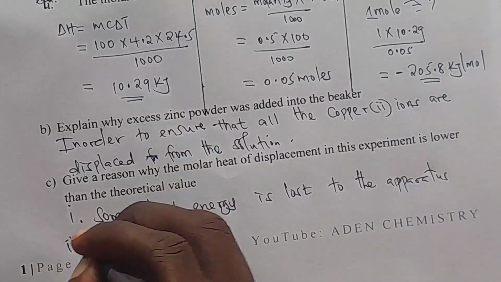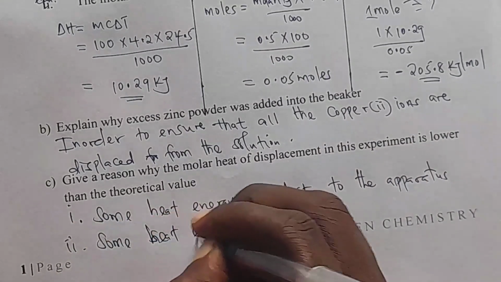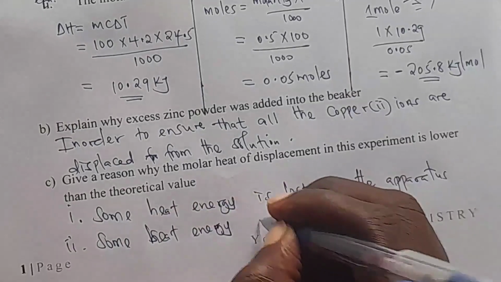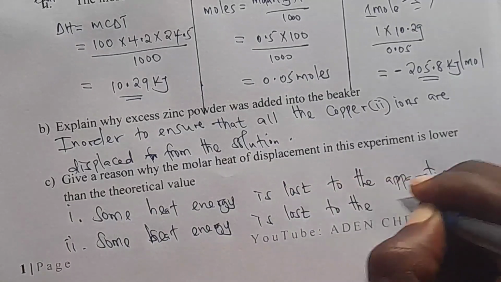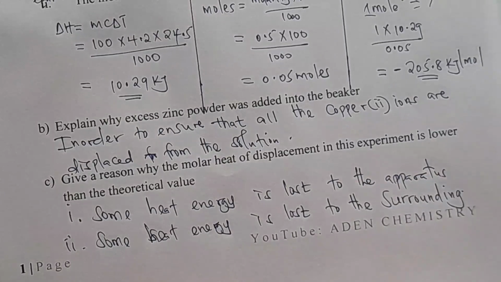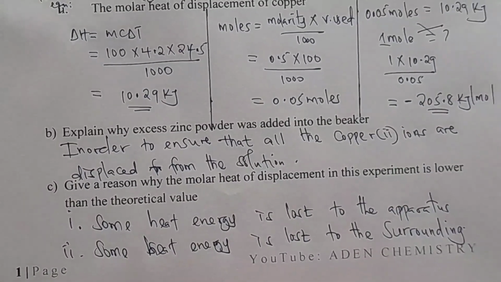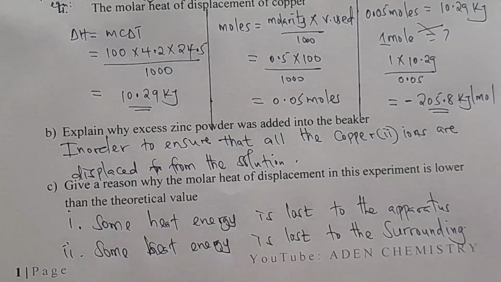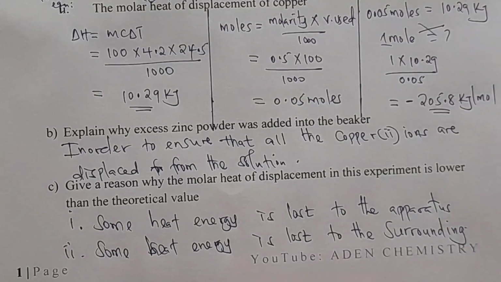Number 2, we can have again some heat energy is lost to the surrounding, which is not accounted in the calculation, making the molar heat of displacement in this experiment lower than the theoretical value. That means the values that are quoted in the data books or in our KLB books.